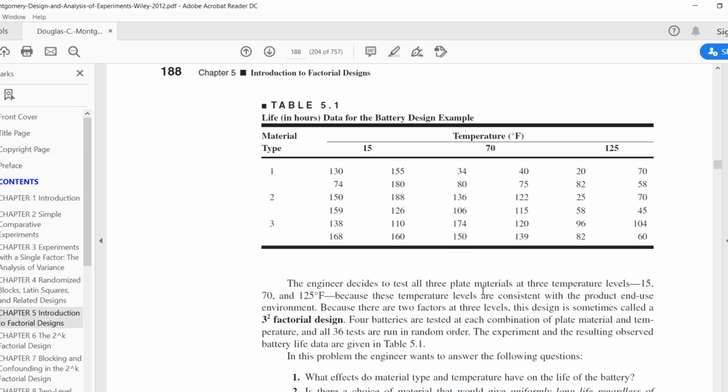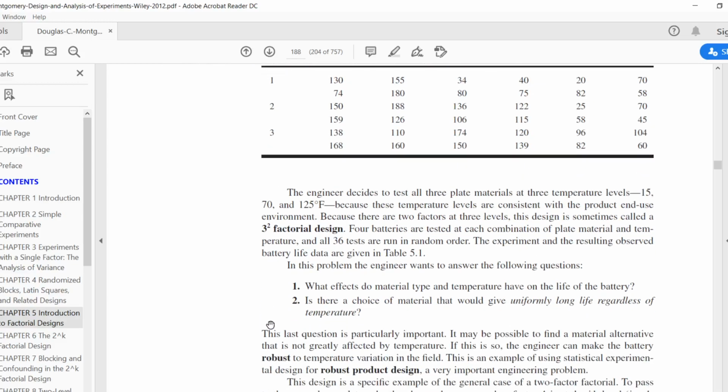One thing to note is that when you have these 3^2 factorial designs, you may think all factorial designs are squared, but a and b don't have to be the same. It could be 2 material types and 3 temperatures, or 3 material types and 2 temperatures. So it's not necessarily an n^2 factorial design. I'll keep that in mind moving forward.